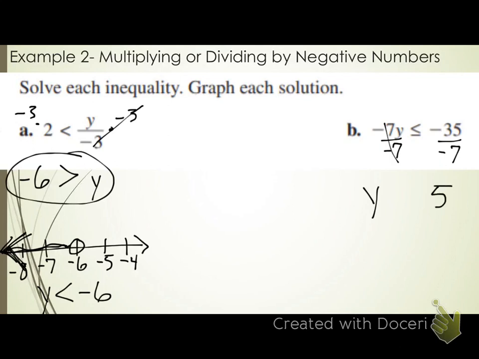5. Symbol flip or stay? Flip. I divided both sides of my inequality by a negative, so I've got to flip from less than or equal to, to greater than or equal to. Anytime you multiply or divide both sides of the inequality by a negative, you must flip your inequality symbol.